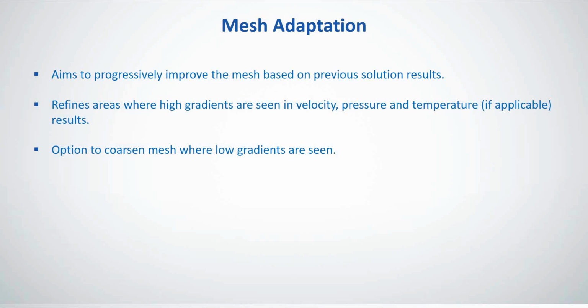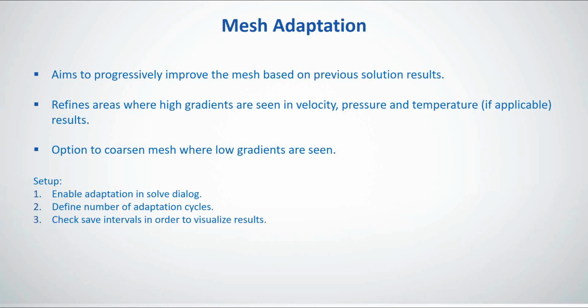There's also an option to coarsen the mesh where there are low gradients, and this can save you element count and reduce your runtime. To enable this, we enable it in the solve dialog, and I'll show you how to do this in the CFD user interface in a minute. Then you define the number of adaptation cycles, and we check save so we can visualize each cycle.